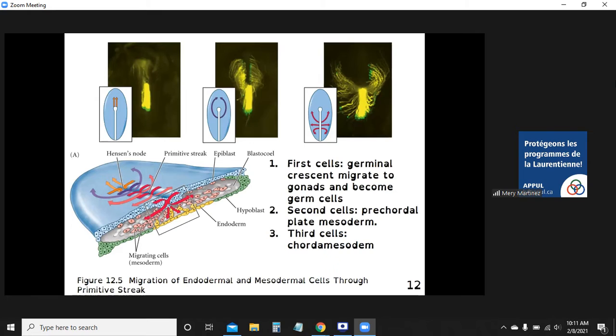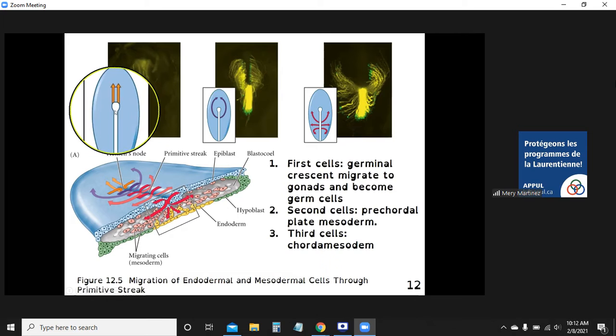So let's see how it goes. So as soon as the primitive streak has formed, we're going to have epiblast cells start migrating through and into that blastocoel. So here we have that primitive groove moving forward. This is the Hensen's node up here.